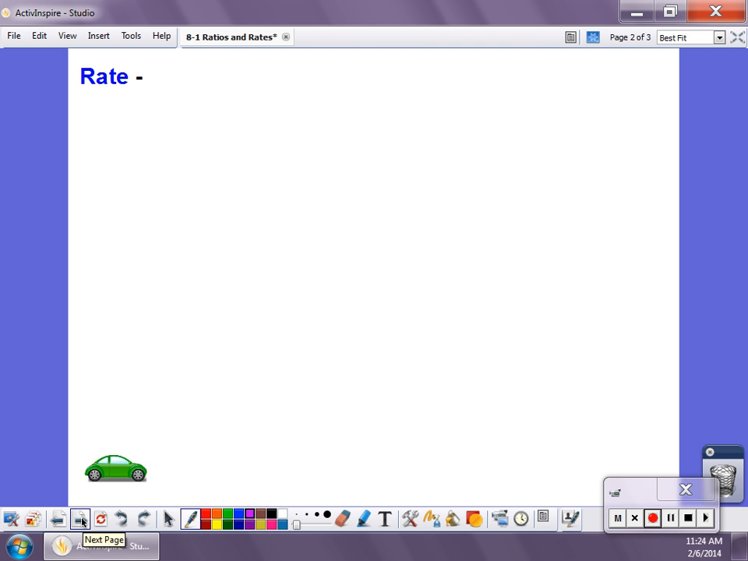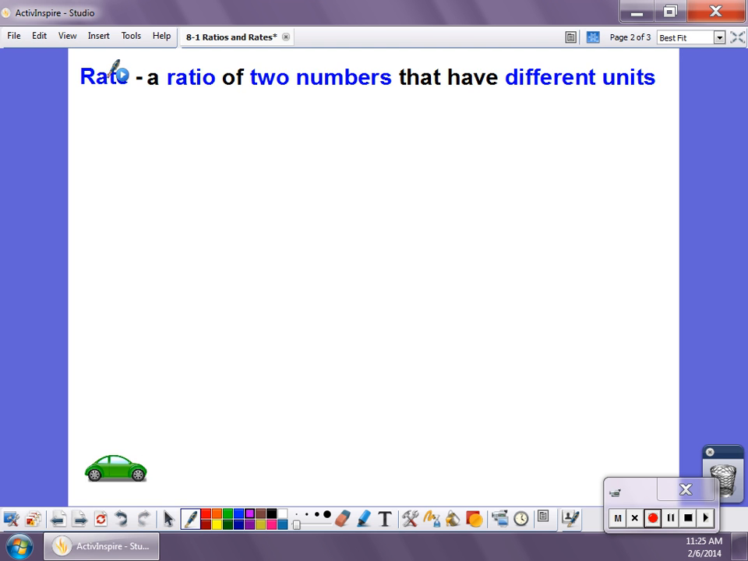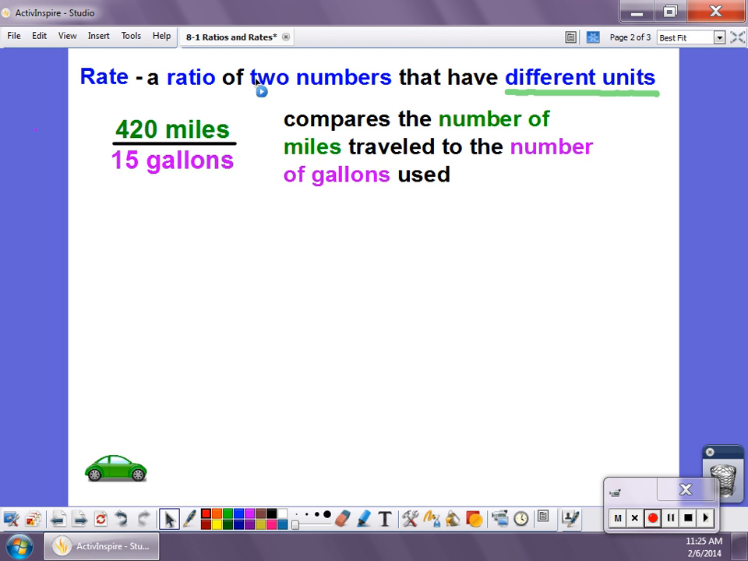All right, so let's talk about rates. A rate is a special kind of ratio. It's a ratio where your two numbers have different units. In the other one, when we were writing ratios, we were comparing M&Ms to M&Ms. This time we're going to be comparing two different units, for example, miles and gallons. So this says you drive 425 miles on 15 gallons. It compares the number of miles driven to the number of gallons used.